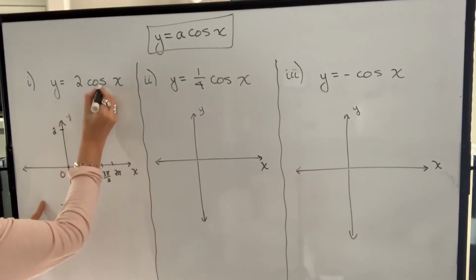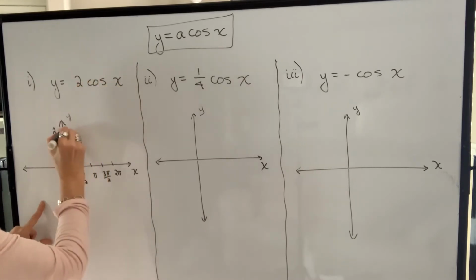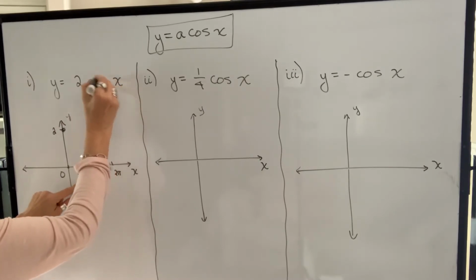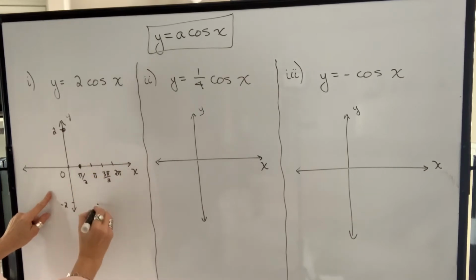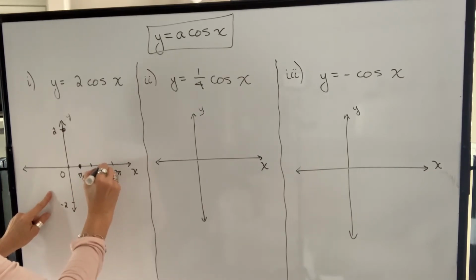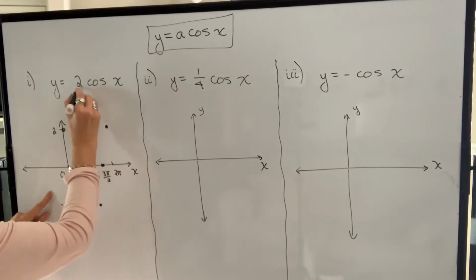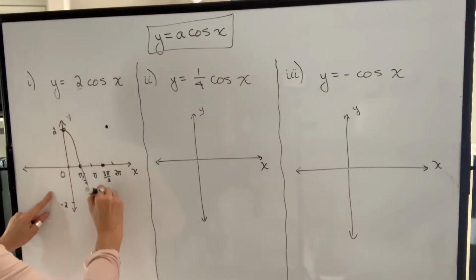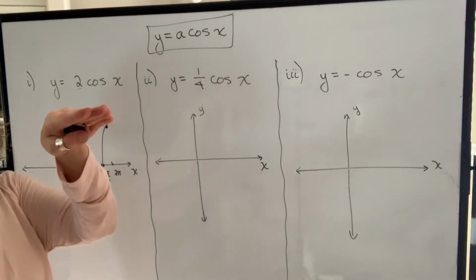So when x is 0, cos of 0 is 1, 2 times 1 is 2. At x equals pi over 2, cos of pi over 2 is 0. 2 times 0 is 0. Cos of pi is negative 1, times 2, we get negative 2. Cos of 3 pi over 2 is 0. Cos of 2 pi is 1, so we double it by multiplying by 2. So our graph will look like that. Very similar, we've just stretched it vertically.